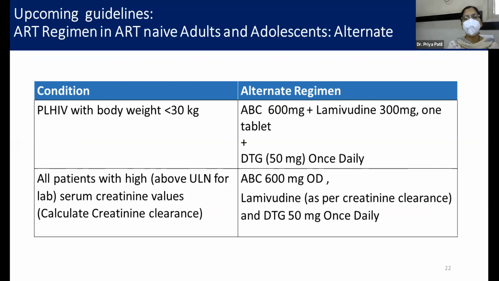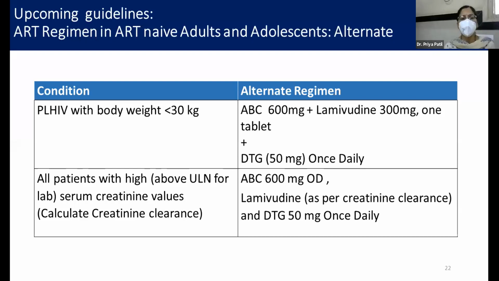Again, in the upcoming guidelines, for PLHIV with body weight less than 30 kg, the alternate regimen will be abacavir 600 with lamivudine 300 one tablet, along with DTG 50 milligram once a day. So there will be a separate DTG tablet.